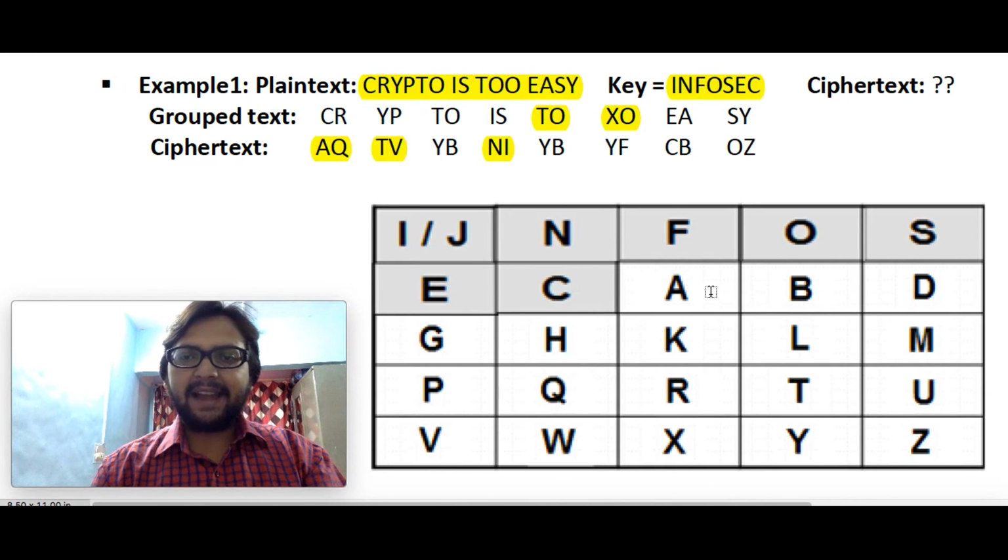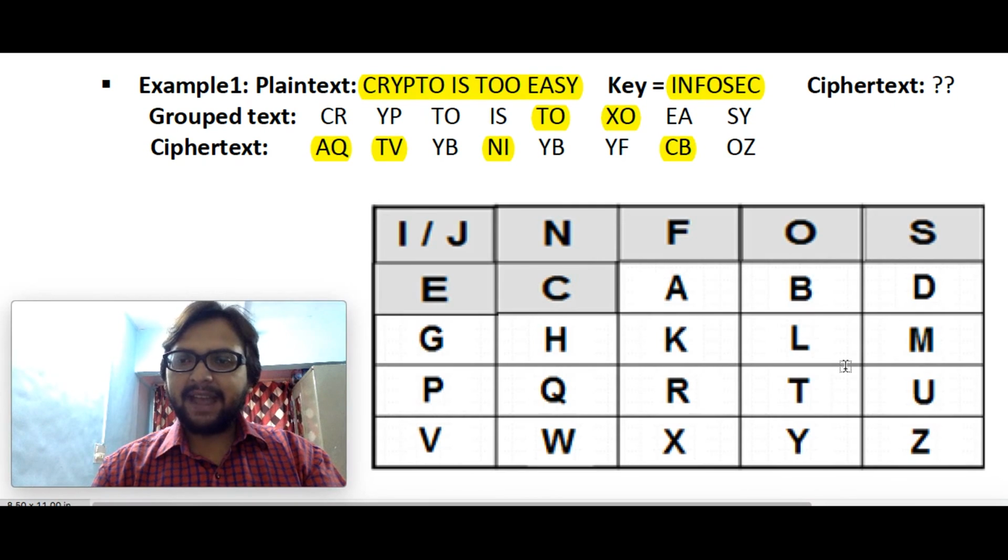EA, E and A. So what we are going to do? We are going to replace E with C. Why? Because if alphabets come in the same row or same column, then we are going to replace that particular alphabet with the immediately next alphabet which comes in that particular row or column. So EA, E and A both are in the same row. So after E immediately comes C. So we are going to replace E with C, and after A immediately next position comes B. So we are going to replace A with B. So EA, CB.